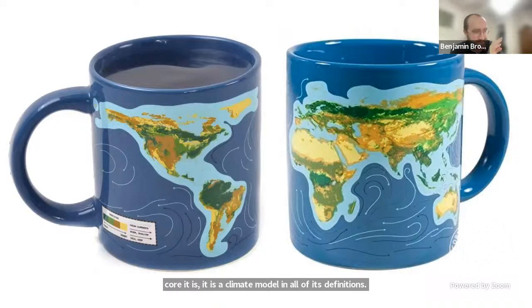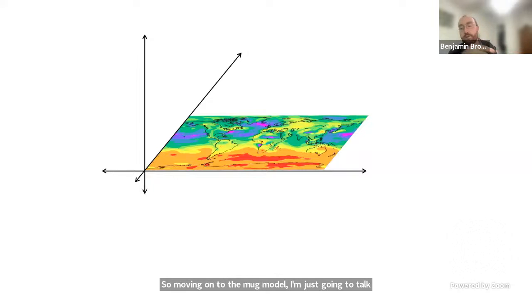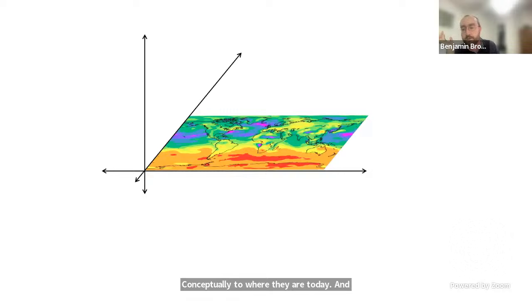So moving on from the mug model, I'm just going to talk real quick about how these climate models developed over time conceptually to where they are today. Way back in the beginning, before computers were around, and even before scientists were called scientists, they were natural philosophers, they had a conception of the Earth in space in relation to the sun. When they were doing all of this in their mind and on paper, they had to go simple with it. They couldn't do gridded models.